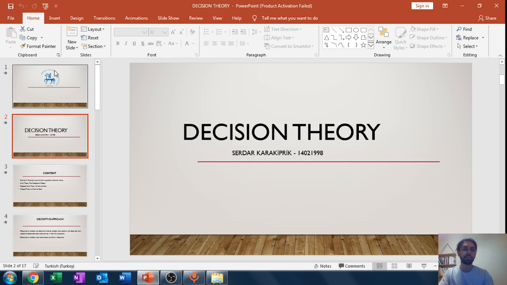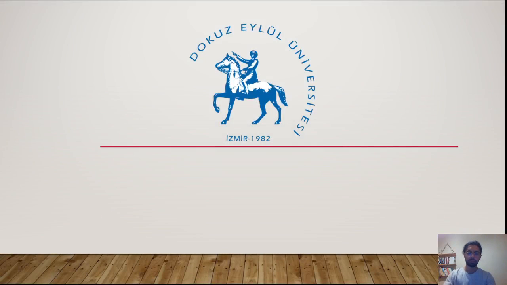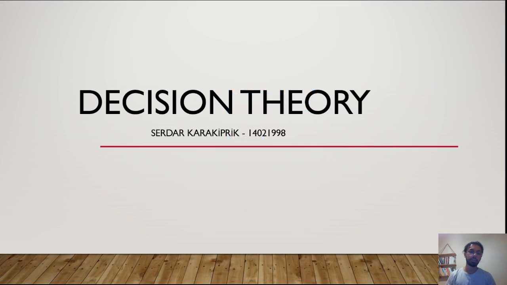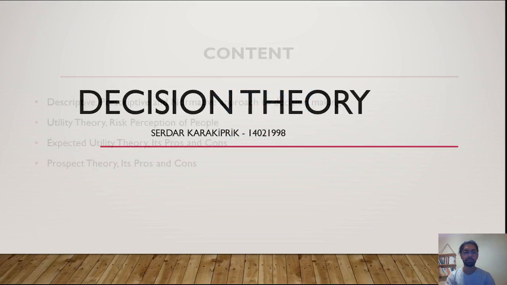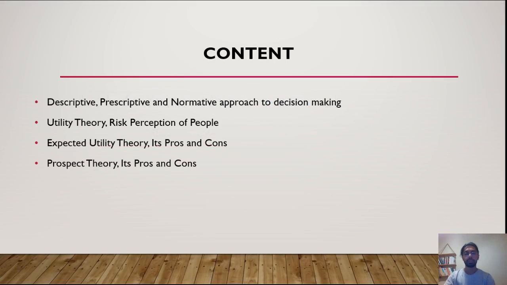Today I have a presentation for you. The presentation is about decision theory. And here is the content. In this presentation, I want to give you information about descriptive, prescriptive, and normative approach to decision making, utility theory, risk perception of people, expected utility theory and its pros and cons, and last the prospect theory, its pros and cons as well.